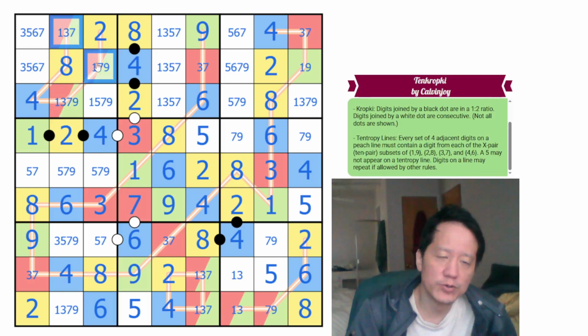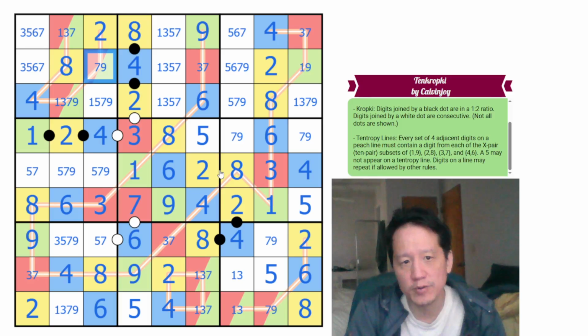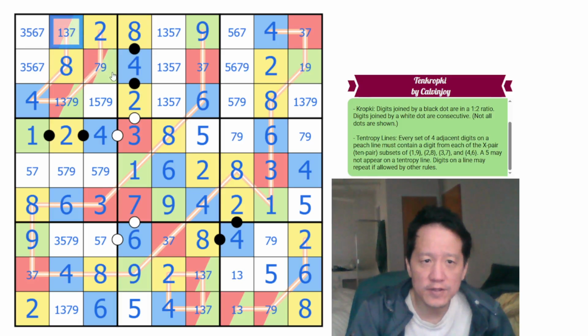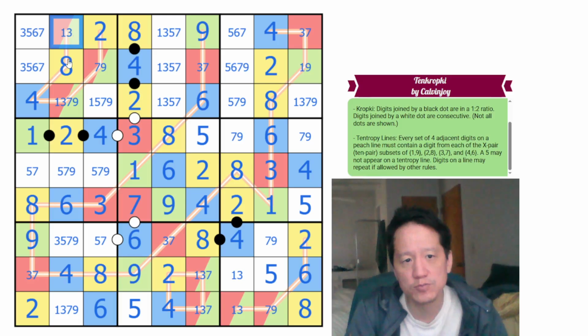If these are both green, then this would be 1 and this would have to be 9. So this cannot be 1 here. If these are both red, this would have to be 7 because it can't be 3. So therefore this would be 3. So this is 1 or 3.